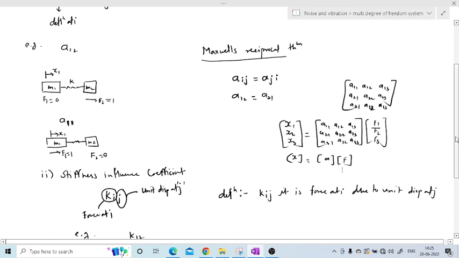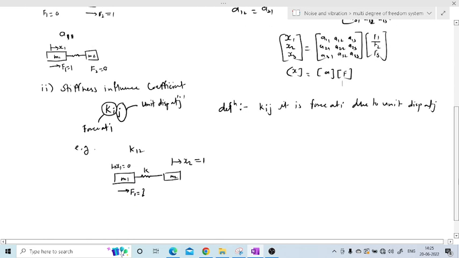Similarly, we can write for the stiffness influence coefficient, where we determined the value of force. The force matrix will be equal to the stiffness influence coefficient matrix into X, because we considered the unit displacement. So it is exactly opposite to this one, and this is the introduction to the influence coefficient. Thank you.